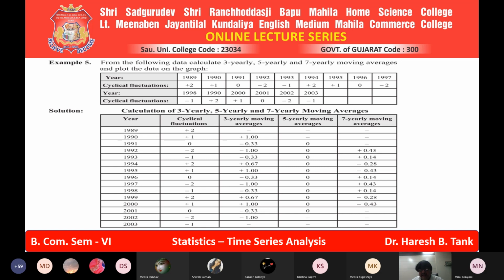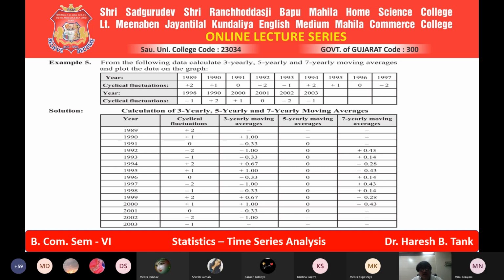As I said earlier, now you have to skip the first year. The first year is 1989 and that part is to be skipped. So the next 3 years are 1990, 91 and 92. Among these 3 years, the middle year is 1991. Fine enough. You have to put some value against 1991.